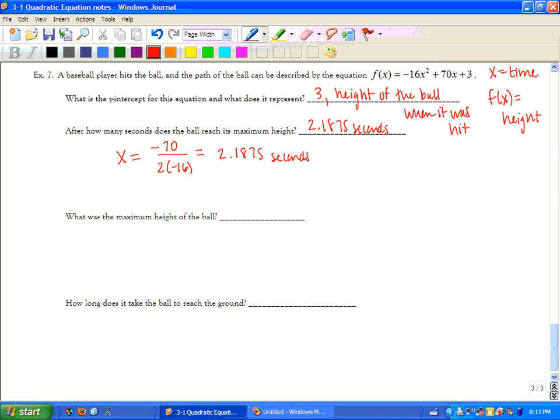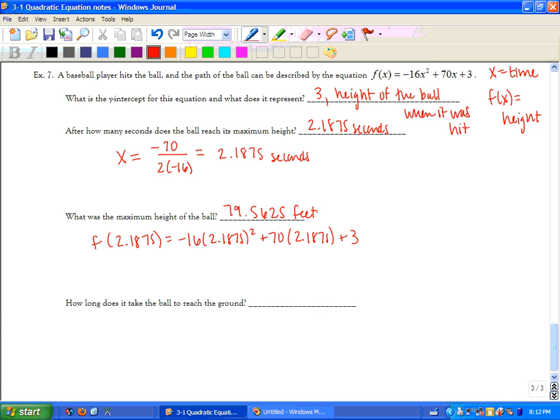And then if we want to find what the maximum height of the ball was, we need to find f of the 2.1875. So do negative 16 times 2.1875 squared plus 70 times 2.1875 plus 3. So when you work that out, you should get 79.5625, and again, that's in feet.